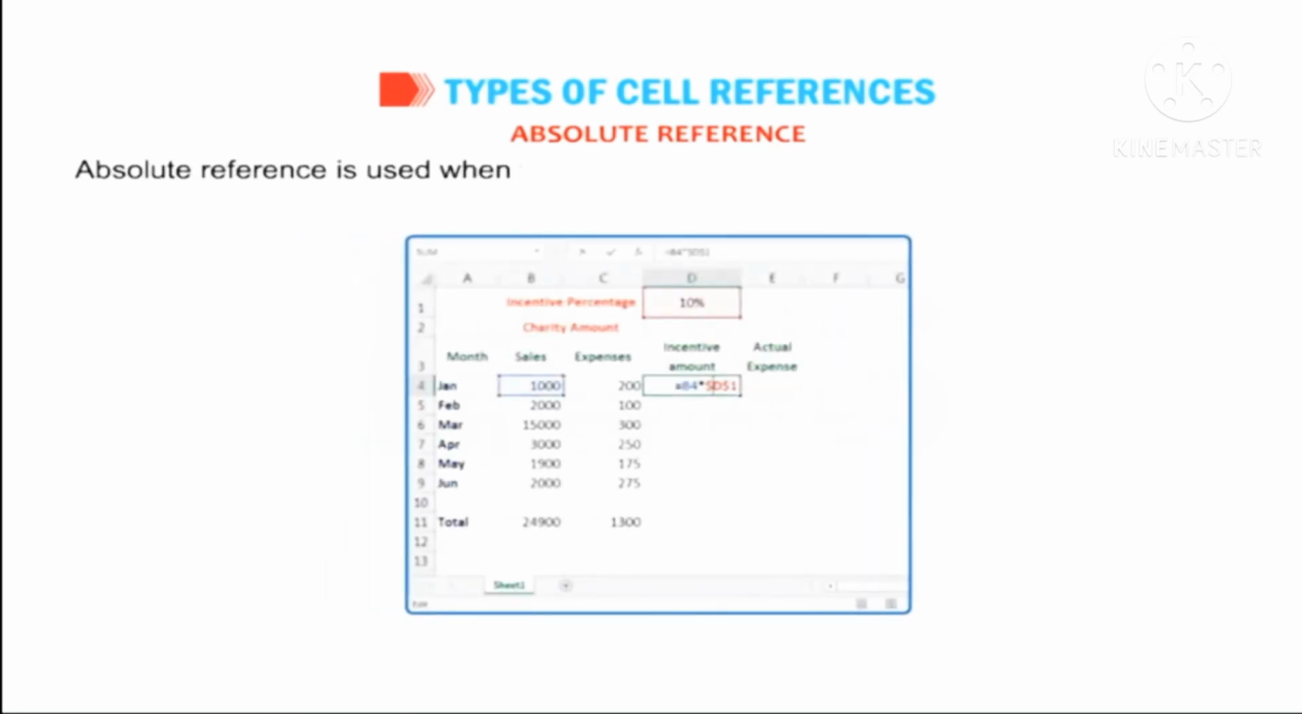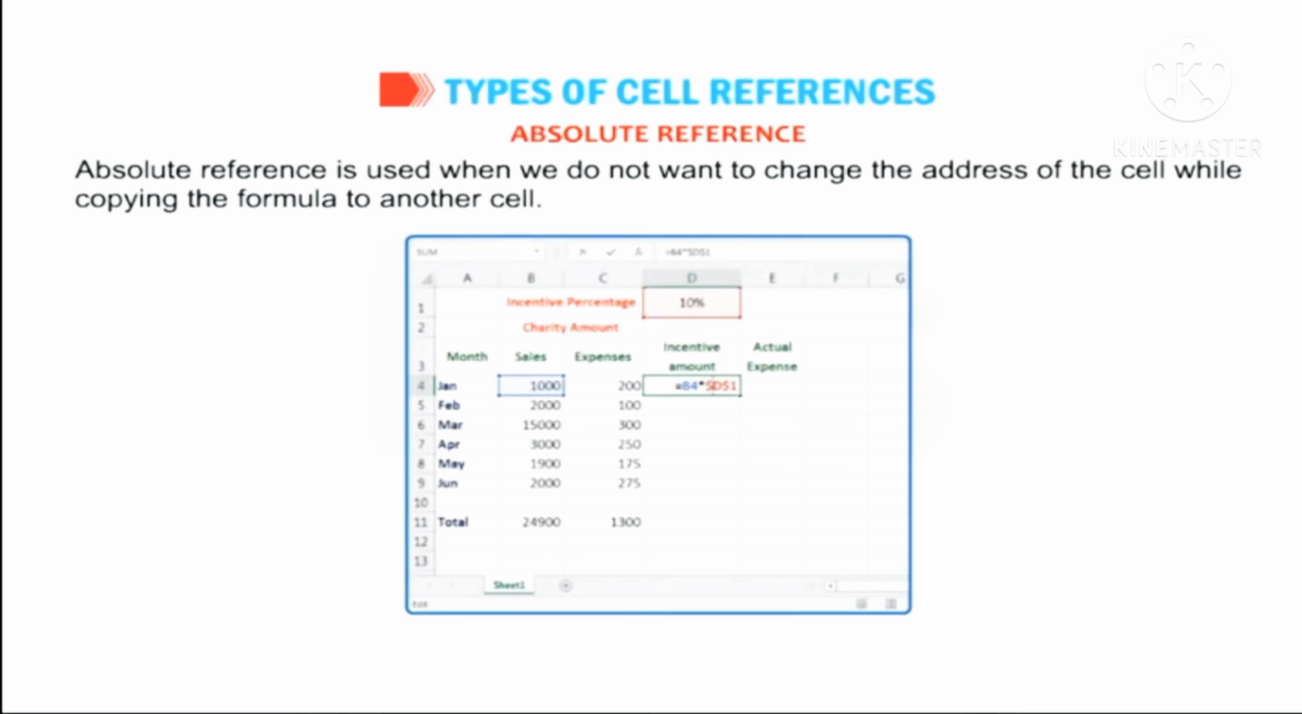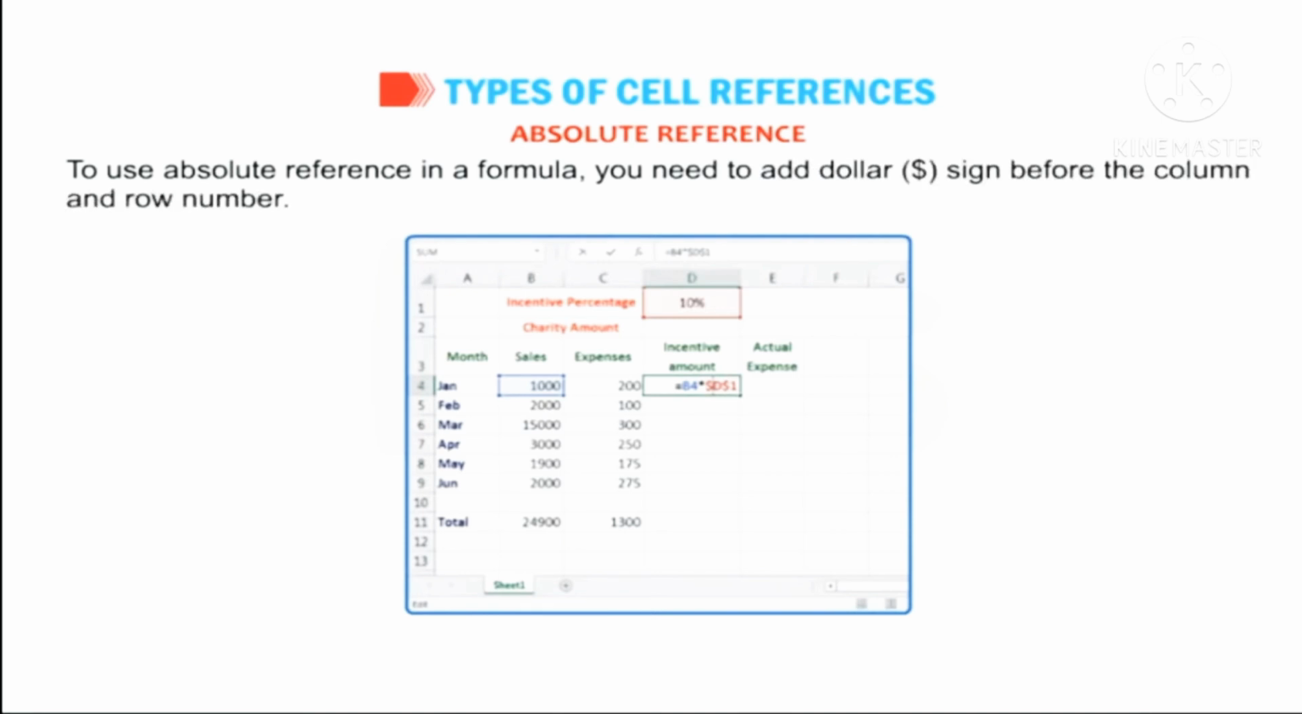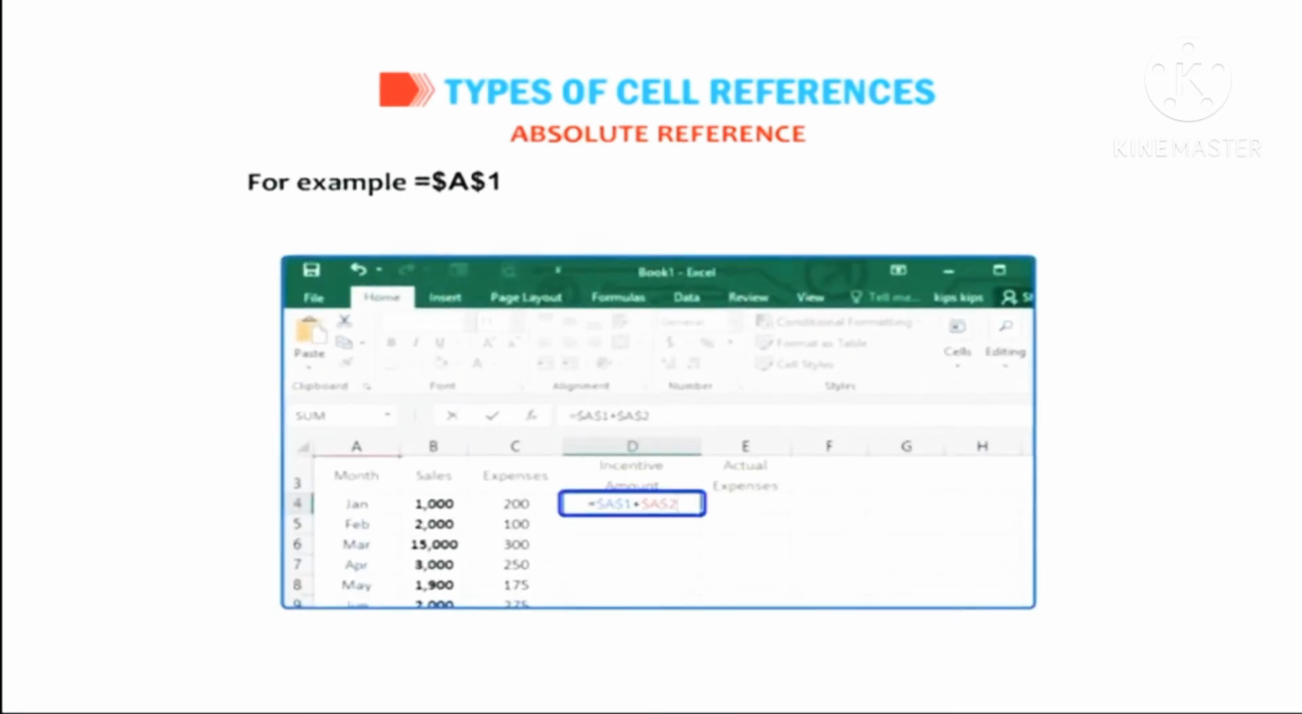Now second, absolute reference. What is absolute reference? Absolute reference is used when we do not want to change the address of the cell while copying the formula to another cell. To use absolute reference in a formula, you need to add the dollar sign before the column and the row number. For example, equal $A$1 plus $A$2 is an example of absolute reference.